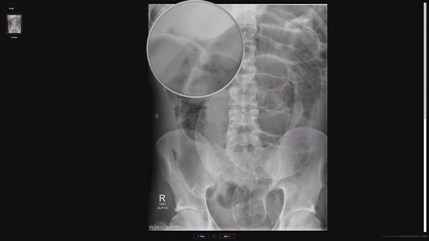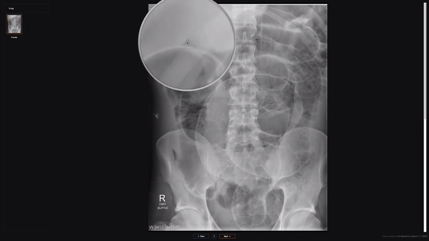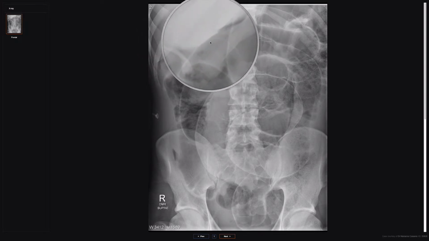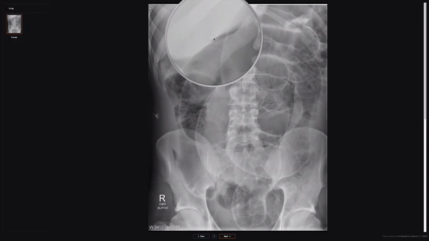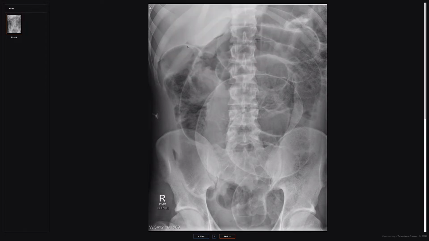Also, I mentioned those little triangles. So here we've got a little seagull shaped area of lucency. Then here, this is a more linear area, which cannot be placed within any particular part of the bowel. And so that's free air. And the other thing you see here is, you see how the bowel loops are very distended. So I imagine this is a complication of small bowel obstruction, the complication being perforation, and then you've got the pneumoperitoneum.